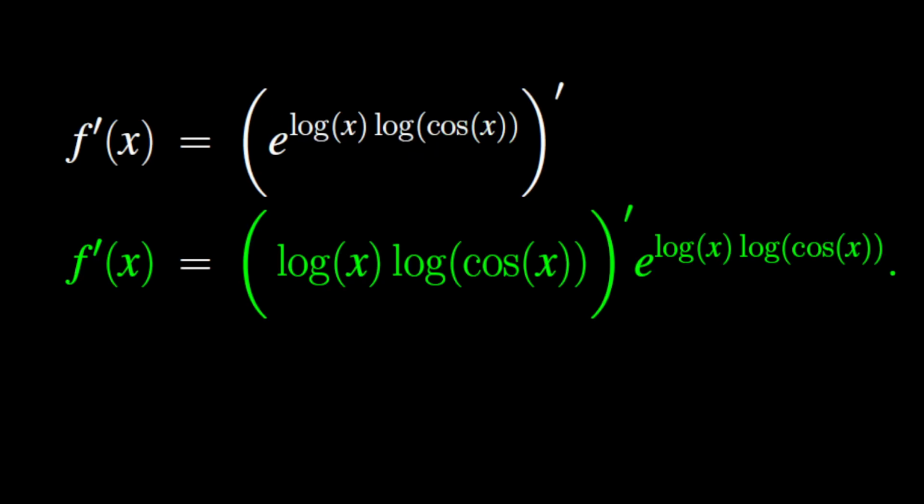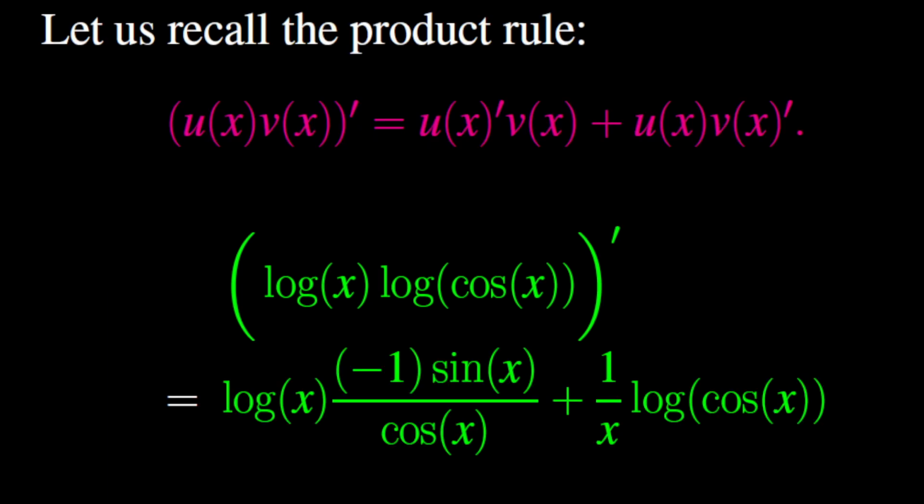It comes that, using the chain rule, the derivative of f is equal to the derivative of the product logarithm of x times logarithm of cosine of x, times exponential of the product logarithm of x times the logarithm of cosine of x. As a matter of fact, in order to compute the derivative of the product logarithm of x times logarithm of cosine of x, we need to use the product rule. Let us recall the product rule. The derivative of the product of two functions u of x times v of x is equal to u prime of x times v of x plus u of x times v prime of x.